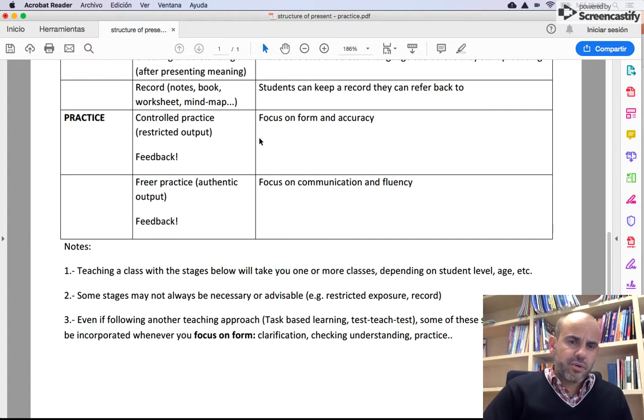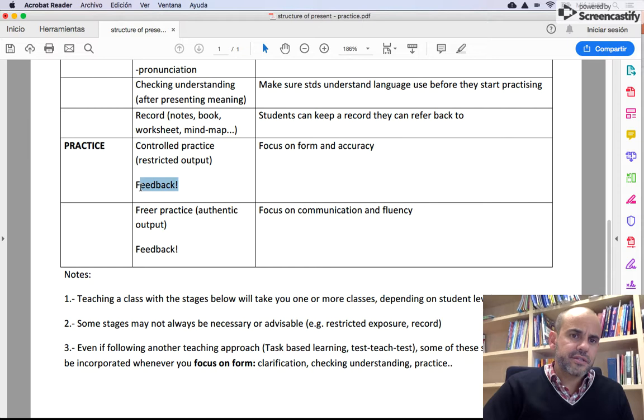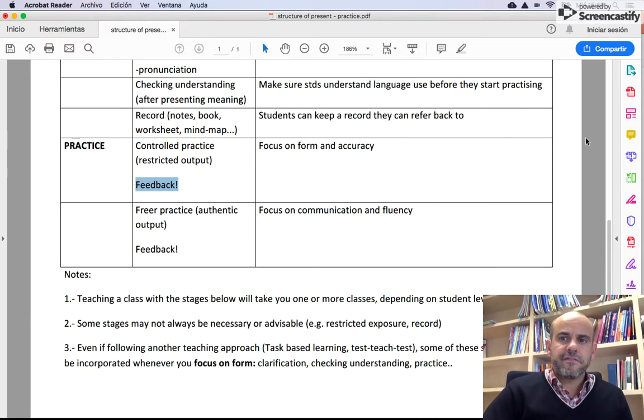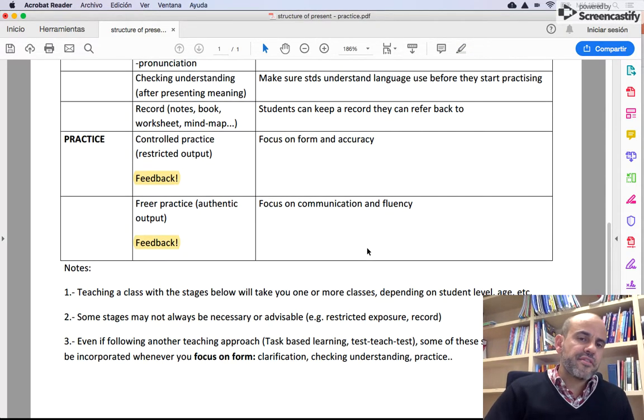Note that when you're preparing your lesson plan, it's important that you incorporate the idea of feedback, that you don't take it for granted, that you plan it. So how are you going to give feedback? Is it going to be during the activity that you correct? Is it going to be at the end? Are you going to focus on the content of the activity, on the results? How are you going to integrate linguistic feedback? And so on.